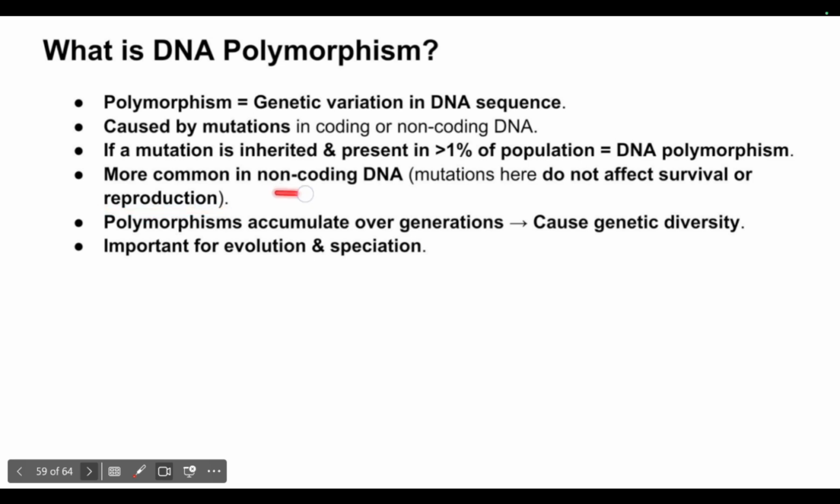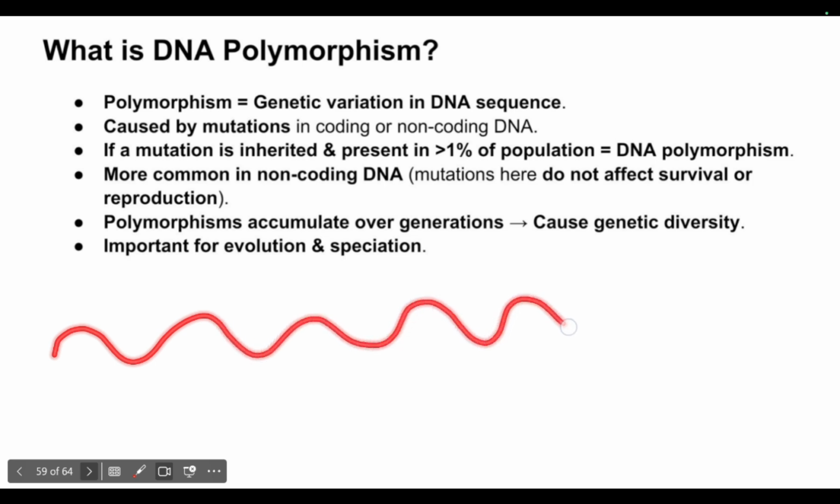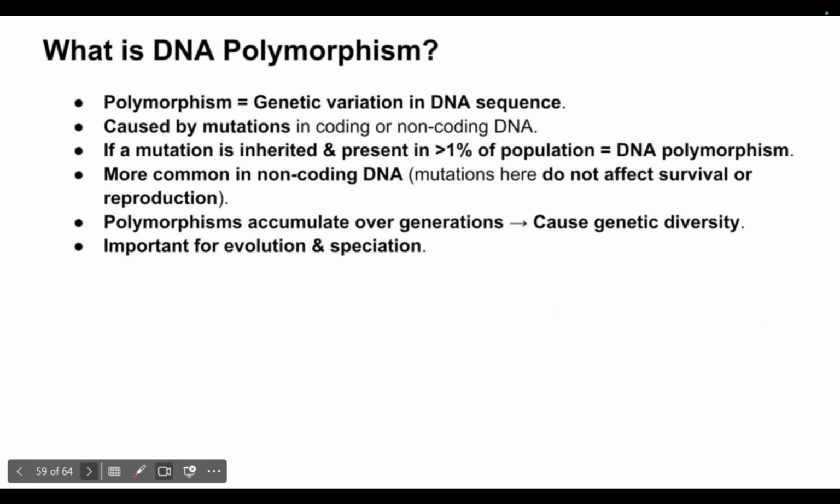So such mutations are transmitted over generations and keep on accumulating. So polymorphism accumulates over generations and it will cause genetic diversity. Every family of genes will have its own level of polymorphism which will accumulate over the generations and it will give rise to the specific DNA polymorphism.